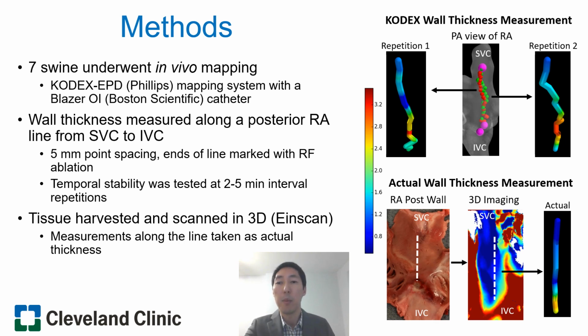The left and right upper panels show estimated thickness determined by the KODEX EPD system, demonstrating good temporal consistency and greater thickness in the lower portion of the RA. This was then correlated to actual tissue thickness. The bottom left panel shows the posterior RA tissue, which was opened, and then the middle panel shows the wall thickness after 3D scanning, and the right panel showing the actual thickness of the line used for correlation with the estimated wall thickness.